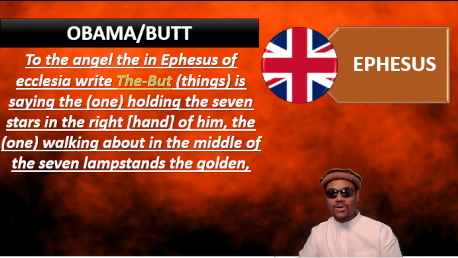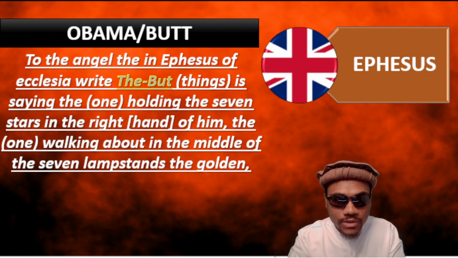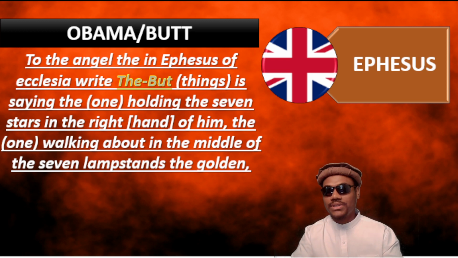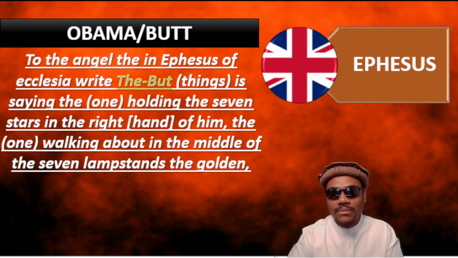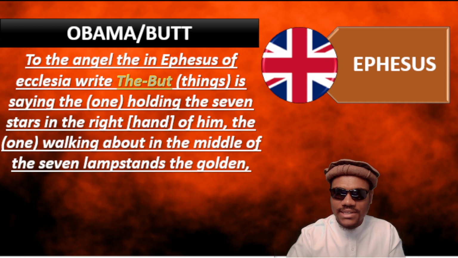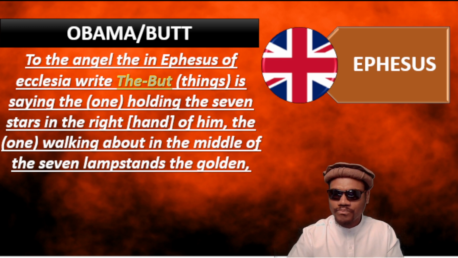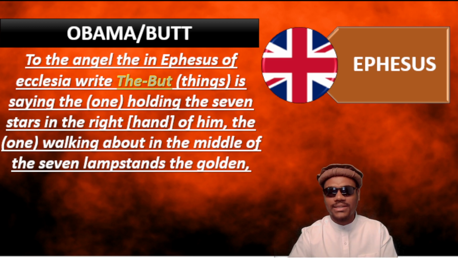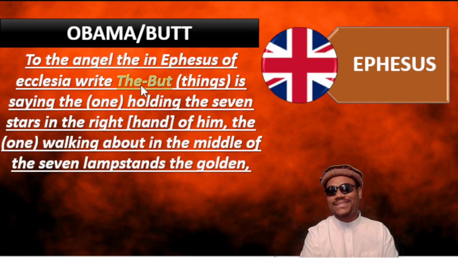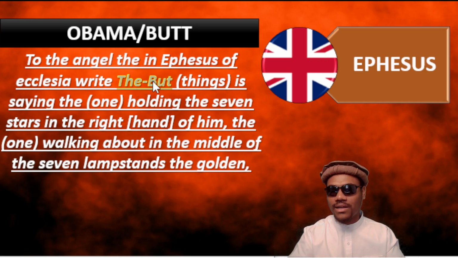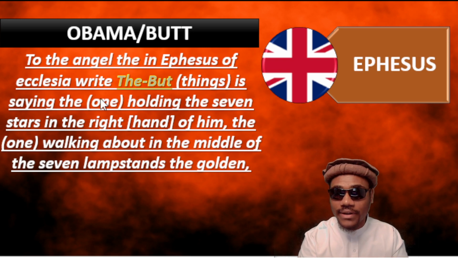You see? So there he is lying. You see, he might be, using this tool, holding 7 stars in the right hand of him, but he might not be walking about in the middle of the seven lampstands, the golden. You see? You know, we'll get into that. And also, I meant to note here where it says the but. So when you see that translation, you see they couldn't bring themselves to call God the but. So they forgot the other T.